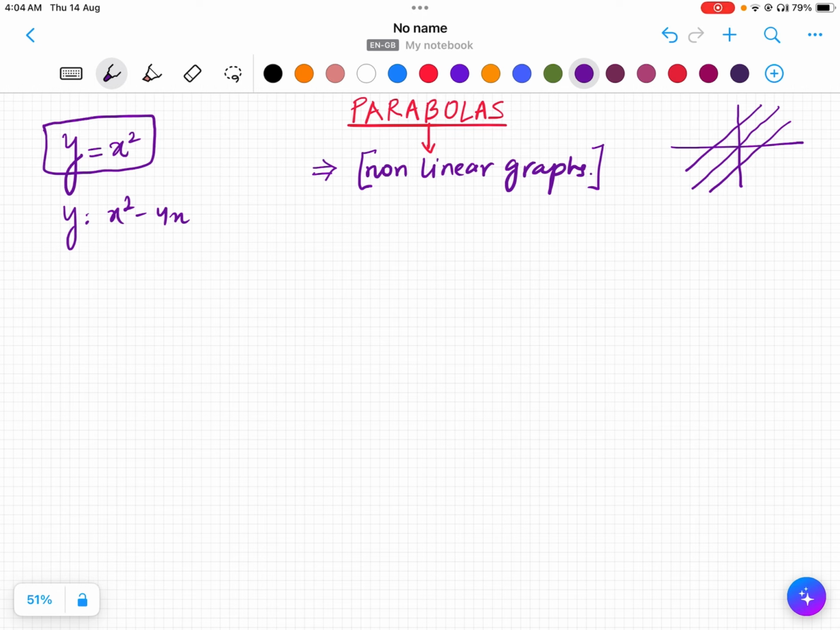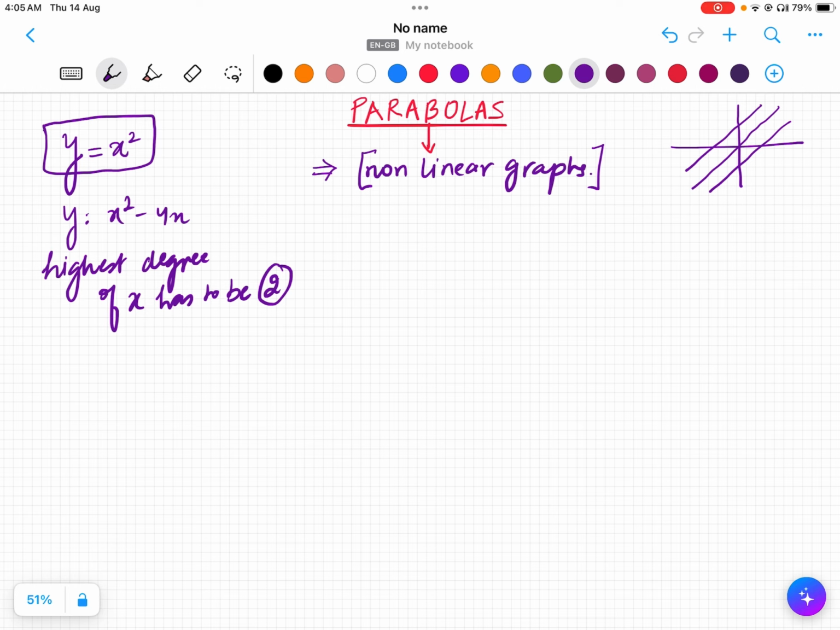But what you should keep in mind is that the highest degree of x has to be 2, not more than this. If it becomes more than this, it is going to become a cubic equation, and for that we have different graphs. So let's skip that for a while and let's focus on quadratic equations.